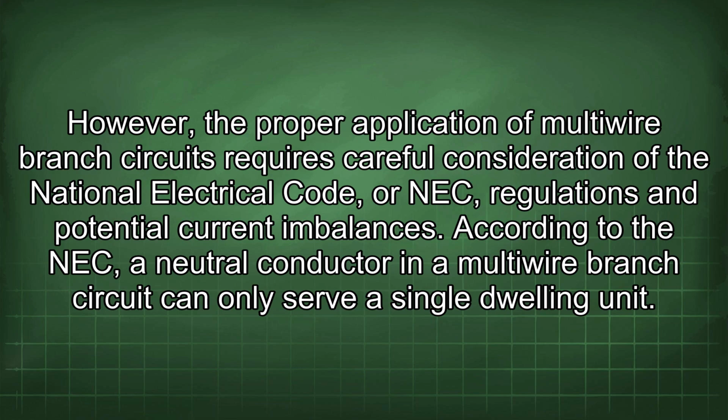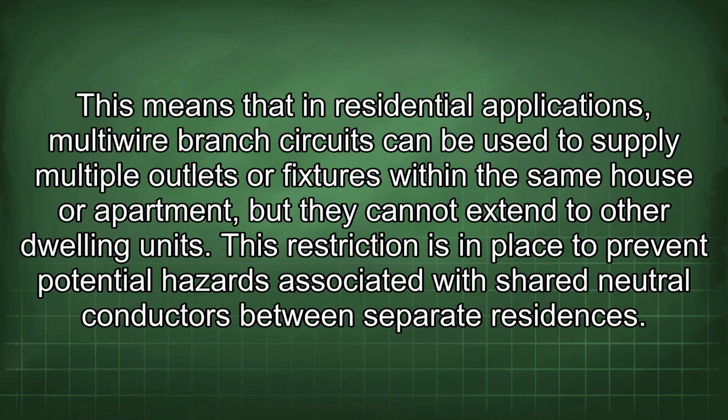According to the NEC, a neutral conductor in a multi-wire branch circuit can only serve a single dwelling unit. This means that in residential applications, multi-wire branch circuits can be used to supply multiple outlets or fixtures within the same house or apartment, but they cannot extend to other dwelling units. This restriction is in place to prevent potential hazards associated with shared neutral conductors between separate residences.